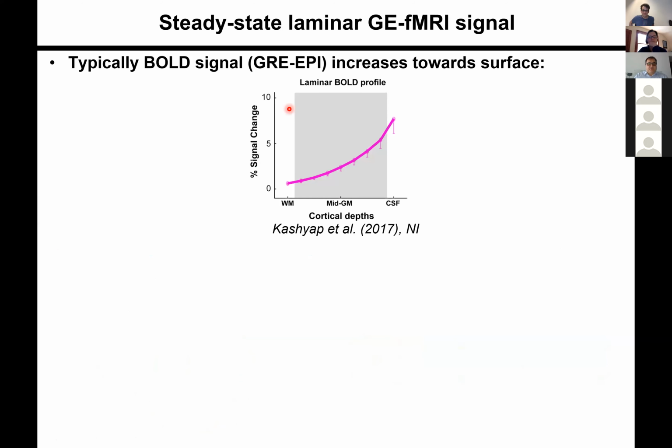Okay, so when we do fMRI experiments with gradient echo acquisition, what we usually observe is an increase of the fMRI signal on the y-axis across cortical depth, white matter on the left, CSF on the right. That's from our study, but you can find this observation in a lot of other studies.